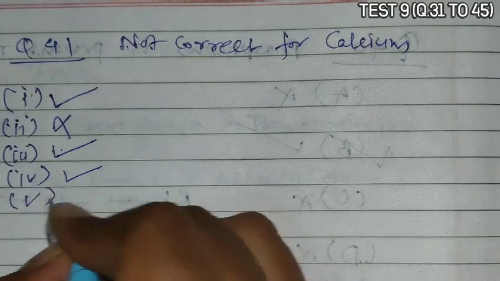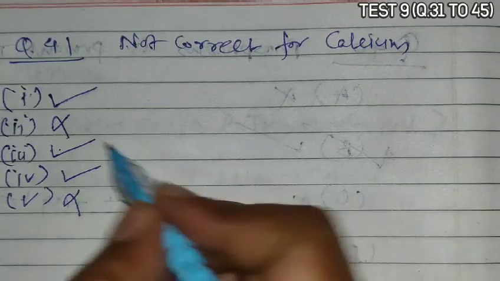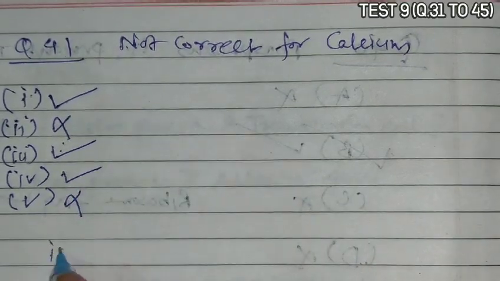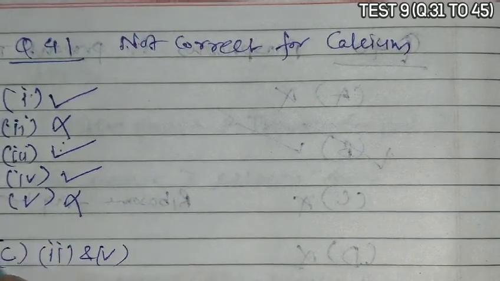And fifth is that it is involved in synthesis of nucleic acid. For nucleic acid synthesis, calcium is not required. So first, third and fourth are correct. Second and fifth are incorrect. According to this, the option containing second and fifth is option C, and that is the correct answer.